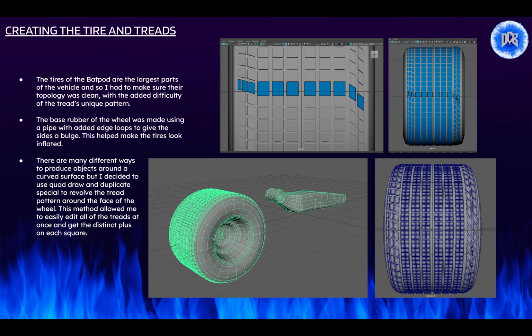The tyres of the Batpod are the largest parts of the vehicle, and so I had to make sure their topology was clean, with the added difficulty of the tread's unique pattern. The base rubber of the wheel was made using a pipe with added edge loops to give the sides a bulge. This helped make the tyres look inflated. There are many different ways to produce objects around a curved surface, but I decided to use quad draw and duplicate special to revolve the tread pattern around the face of the wheel. This method allowed me to easily edit all of the treads at once to get the distinct plus pattern on each square.